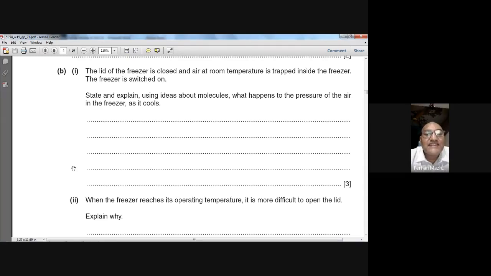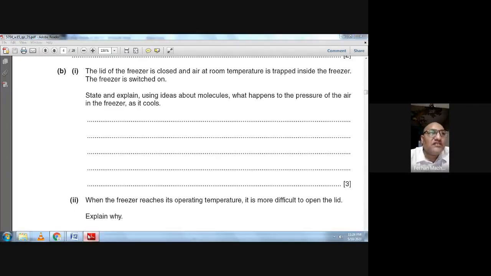So now there will be fewer collisions with the wall per unit time. So the force exerted on the unit area will decrease. That's why when the temperature of the freezer drops, the pressure of the air inside the freezer also drops. I have written this answer also on a paper. Let me show you that. It's a 3-mark question.